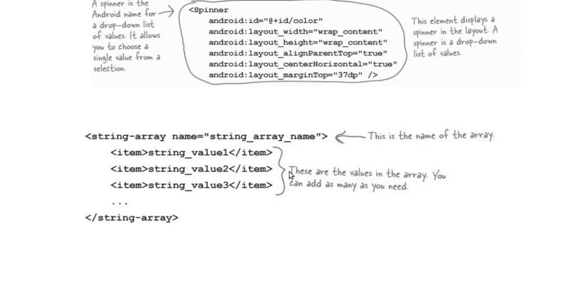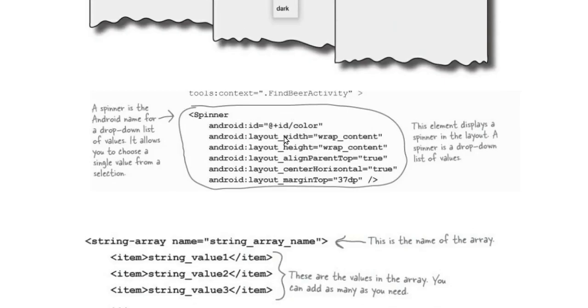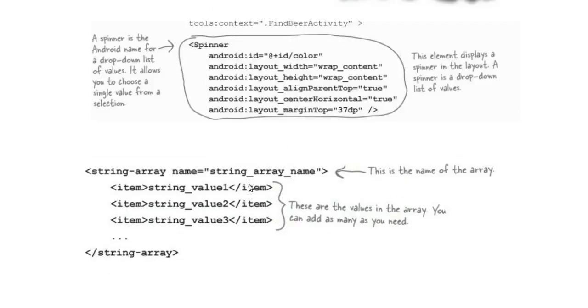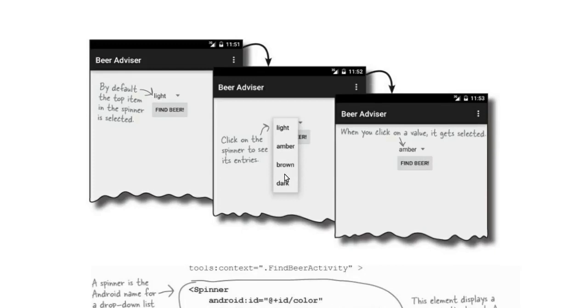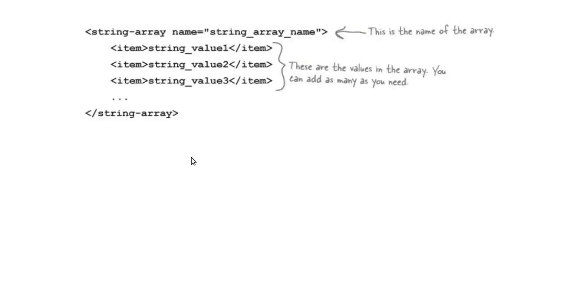First we have to create a string array, because we have to display these values: light, amber, brown, and dark. So we have to move to the strings.xml file, and here we have to define not a string key value pair, but a string array. We define string-array name equals string_array_name. This is the name by which we can access that array inside the layout or inside the code. And then we have the values: string value 1, string value 2, and string value 3. In that case we write light, amber, brown, and dark instead of value 1, value 2, and value 3. So we define that string array in the strings.xml file.